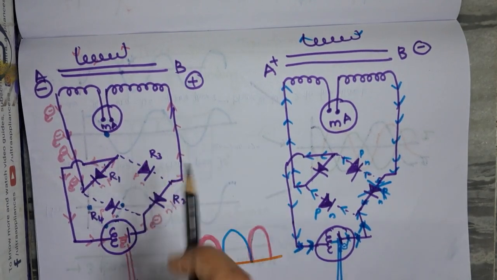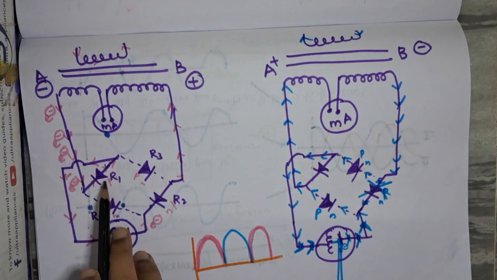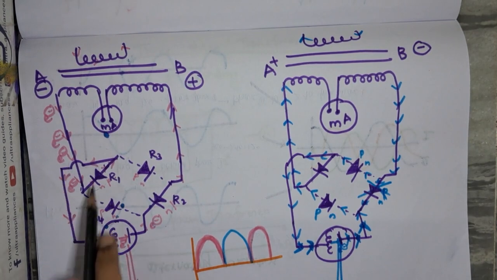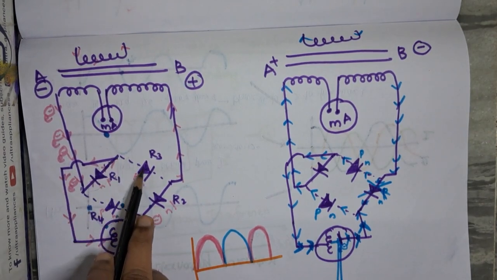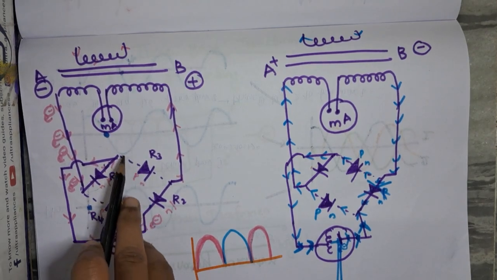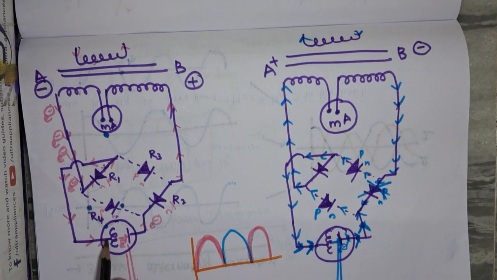This is N, this is P, so from N to P the electrons can pass. So electrons will pass in this direction. Through R3 it cannot go because this is P, this is N, so electrons cannot flow in this direction. So they flow like this, and they go to the filament, so the filament gets heated. When the filament is heated, the electrons will travel from the cathode filament to the target anode.